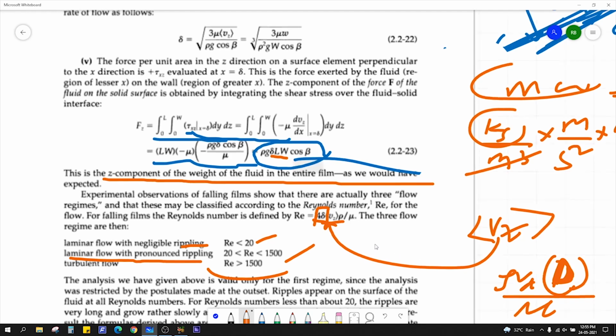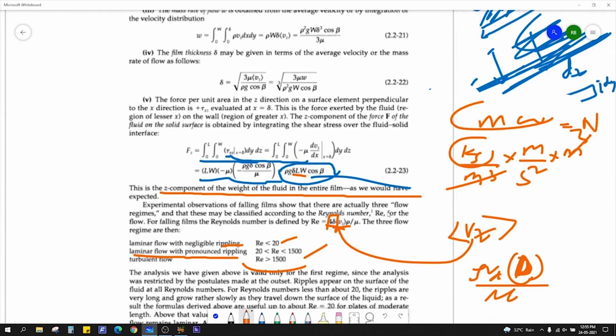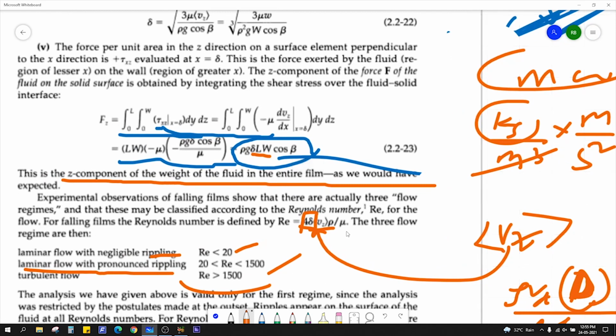I hope you have understood this problem. If you did not understand, then go read the text, you will understand it. If you have any doubts, you can ask. And next class we will discuss another problem, that is flow through a circular pipe. Thank you.